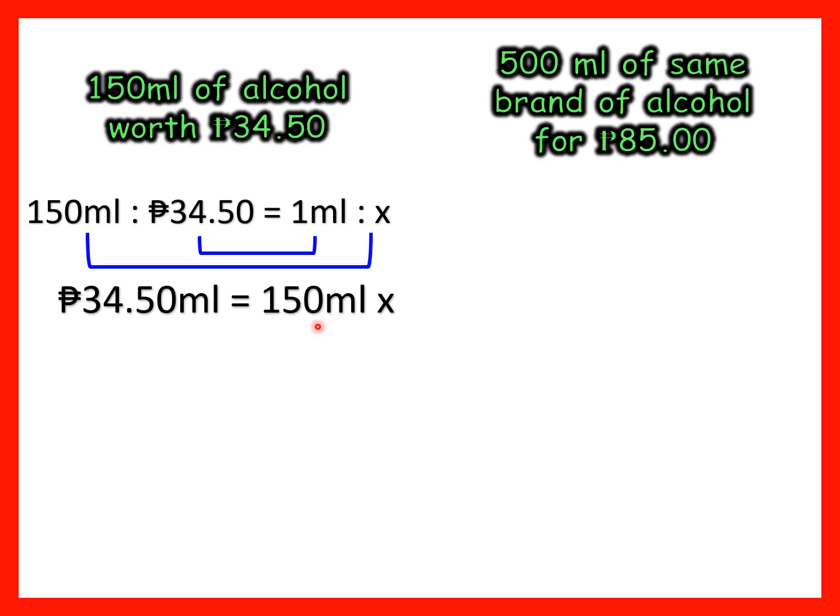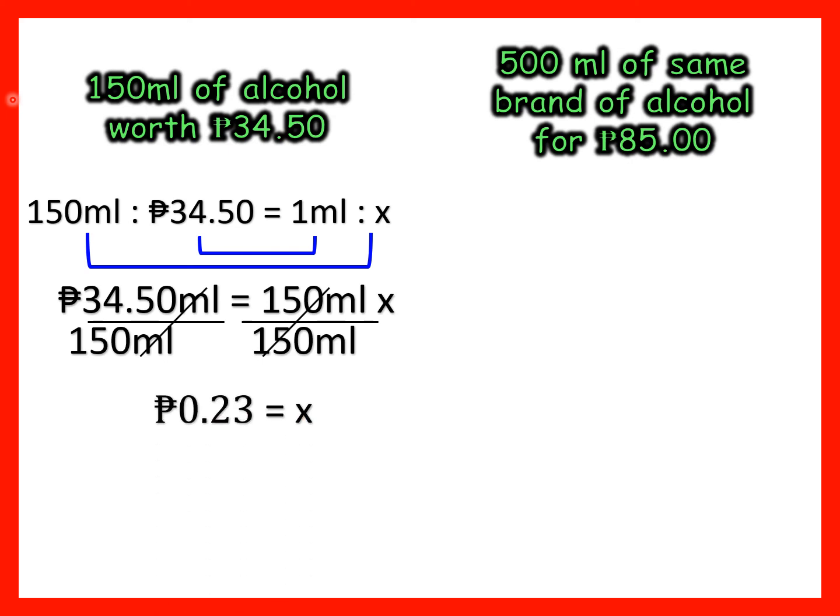To find x, we will divide both sides by 150 ml. 150 ml divided by 150 ml is 1, and then we can cancel this. The remaining term will be x, and 34.50 divided by 150 gives us 0.23, and that's the value of x. It means that for every ml the cost is 0.23 pesos.